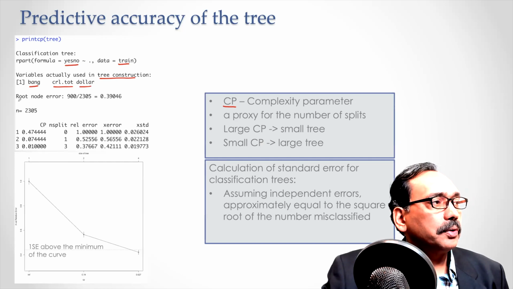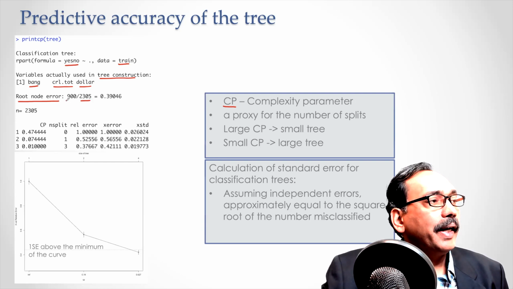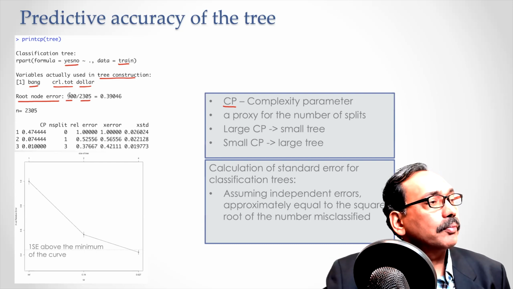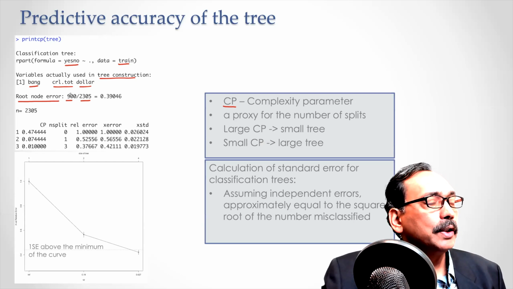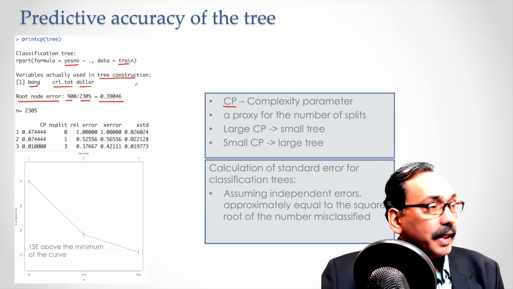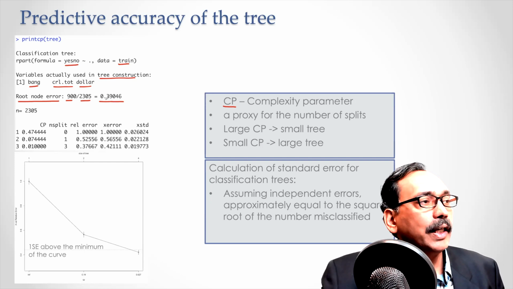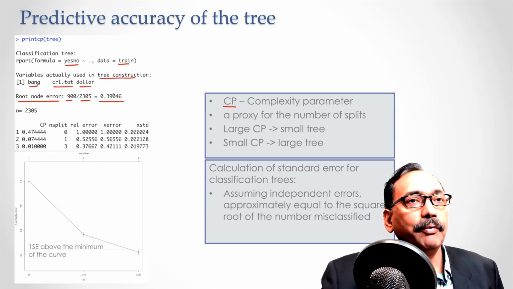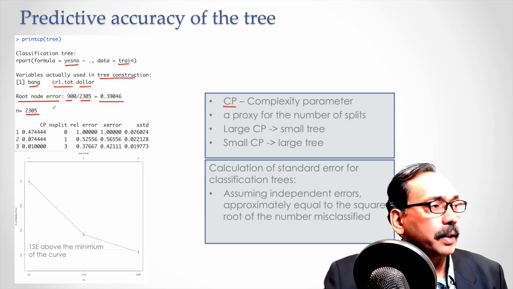It also gives you a calculation for root node error. This is the number of data points in the training data in the denominator, and out of that how many were spam. We can easily get that in R if you do a table. That number is 900. So if you divide 900 by 2305, you get 0.39046, which is basically 39% of the emails are spam. And that information was recorded at the top of the decision tree at the root node. So you had a value called 0.39. This is the same value. How many data points are used? 2305. So that is reported.